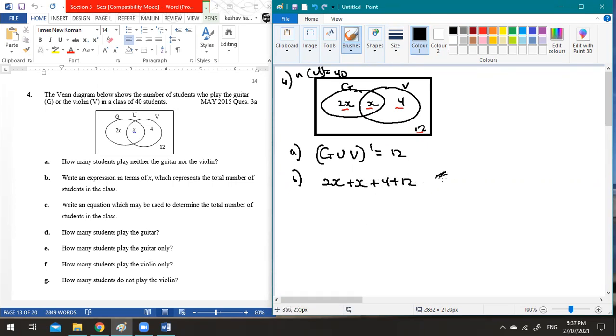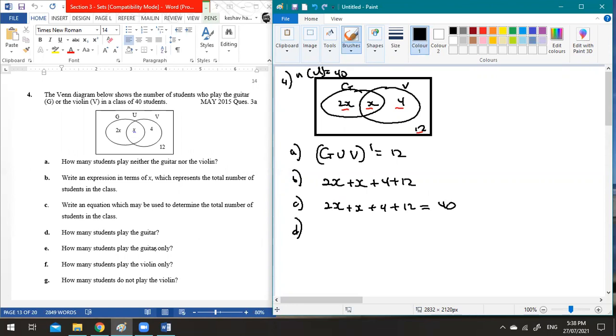Now, this is an expression. If I was to put equal to 40, then it will become an equation. So the difference between an expression and an equation is the equal sign. Right? So no equal sign is an expression, equal sign is an equation. C. Now write an equation to represent the total number of the students in the class. So again, 2x plus x plus 4 plus 12 will be equal to 40. So this one is the equation.